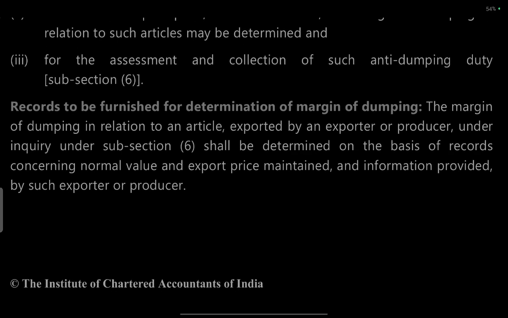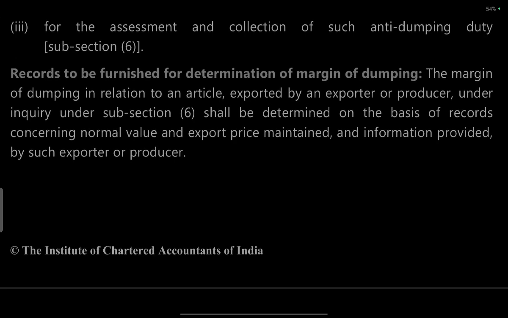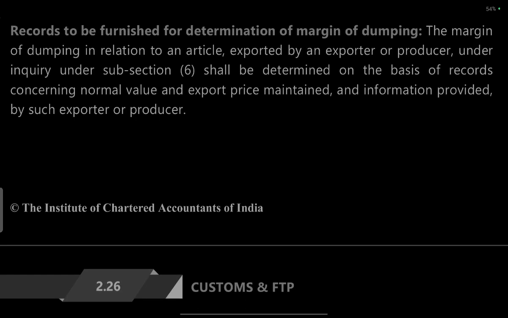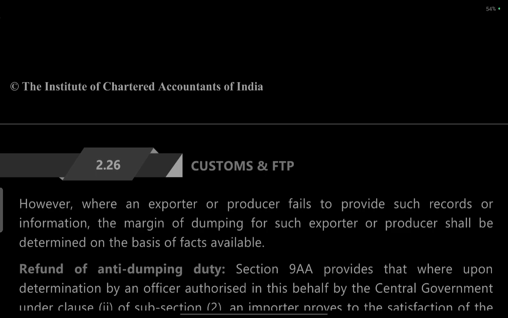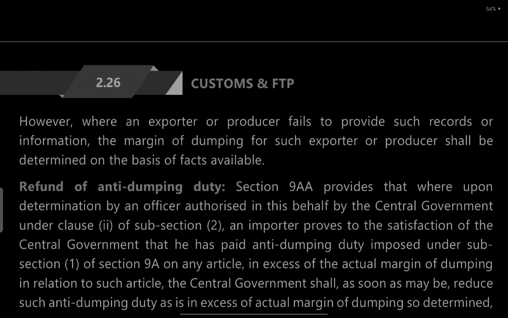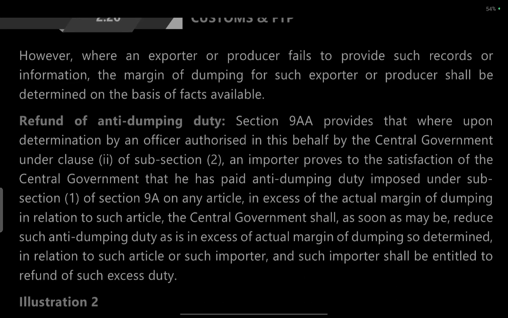For the assessment and collection of such anti-dumping duty, subsection 6 provides for determining the margin of dumping. The margin of dumping related to the article exported by the exporter or producer under inquiry of subsection 6 shall be determined on the basis of records concerning normal value and the export price, and the information provided by such exporter or producer. However, if the exporter or producer fails to provide such records or information, the margin of dumping of such export or producer shall be determined on the basis of facts available.